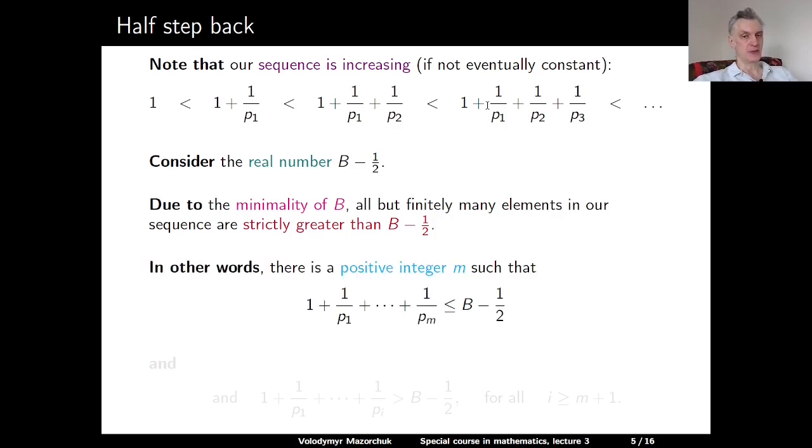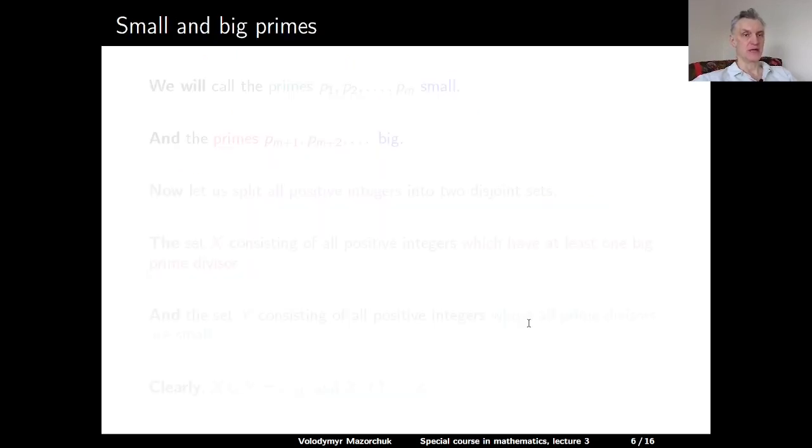1/2. In other words, there is a positive integer m such that 1 plus 1 divided by p1 plus and so on plus 1 divided by pm is less than or equal to b minus 1/2, and 1 plus 1 divided by p1 and so on 1 divided by pi is strictly greater than b minus 1/2 for all i that are greater than or equal to m plus 1. Great. Now we will use this fact in order to divide all primes into the so-called small and big primes.